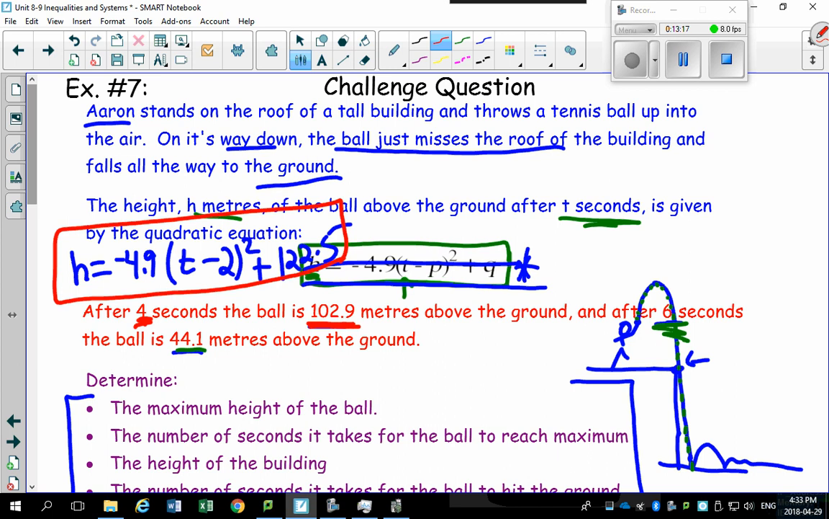Chapter 4. Now all you have to do is plug that into your calculator and you can determine all of those things: the maximum height, the number of seconds it takes for the ball to reach the maximum, the height of the building, and the number of seconds it takes for the ball to hit the ground. Let's do that right now. I'm going to bring it into our calculator.